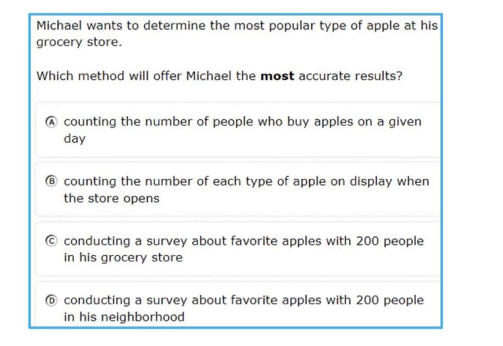All right. What do we think? What's your gut tell you? Should he, A, count the number of people who buy apples on a given day? Should he, B, count the number of each type of apple on display when the store opens? Should he, C, conduct a survey with 200 people at the grocery store? Yes, that is it. Okay, and I heard this group talking about the difference between C and D is just where that survey is happening.